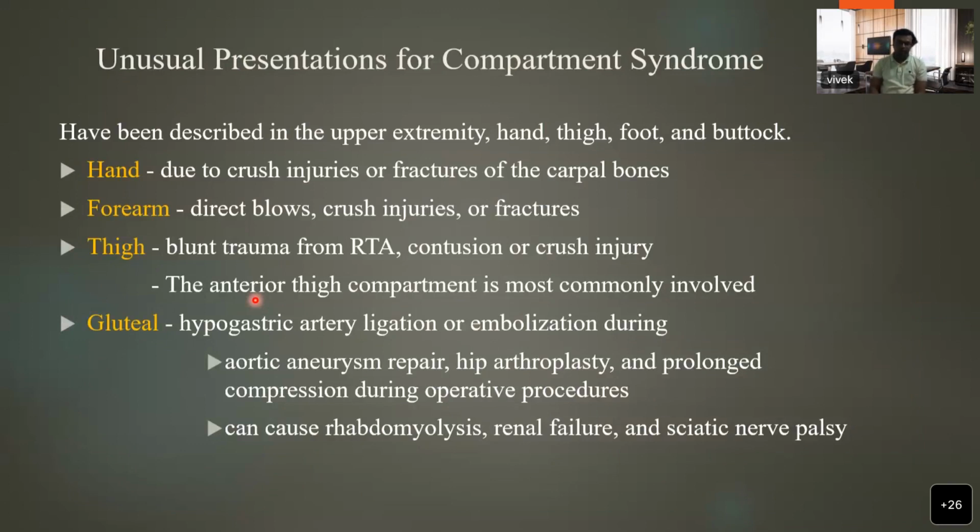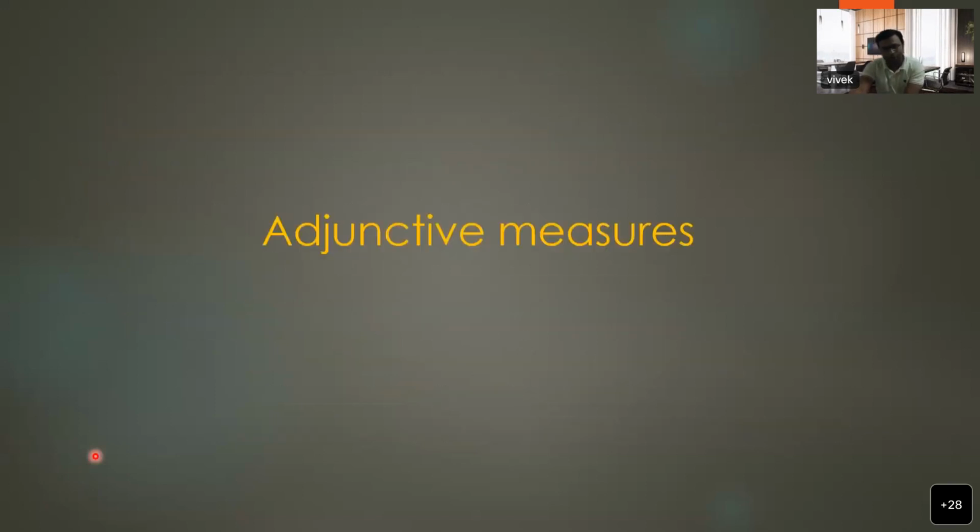In the gluteal region, it is due to hypogastric artery ligation or embolization during various procedures such as aortic aneurysm repair or hip arthroplasty, and prolonged compression during operative procedures. Such patients might present with gluteal region compartment syndrome. This can lead to rhabdomyolysis, renal failure and sciatic nerve palsy. So during prolonged surgery, you need to make sure that you change the position of the patient if required, if you are suspecting such things, and that soft paddings are kept at particular vulnerable sites.